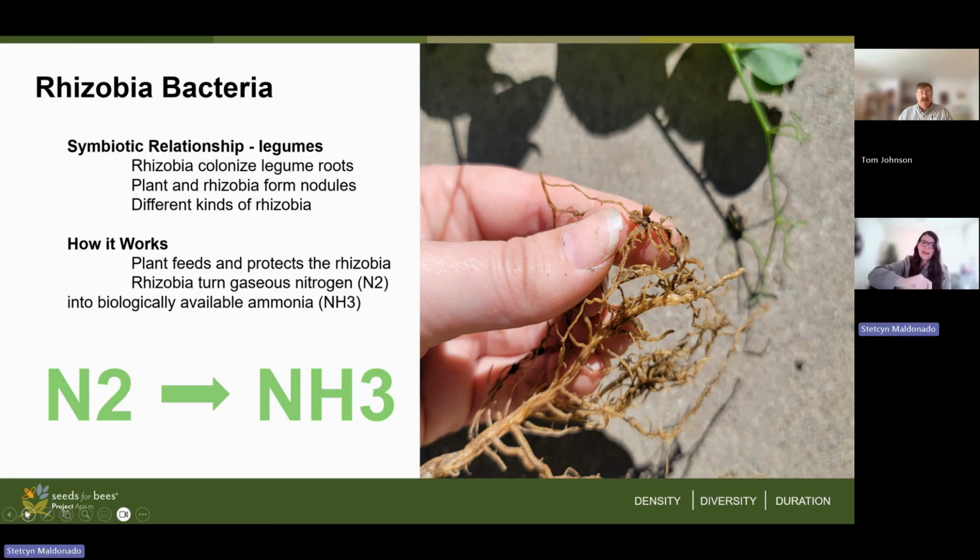The reason this happens is the plants will feed and protect the rhizobia. Being out free in the soil is a little bit of a dangerous place. There are other microbes that would love to eat you. And the rhizobia, in turn, will turn gaseous nitrogen, N2, into the biologically available ammonia, described as NH3. The NH3 is what our legumes are able to use. They can't access that gaseous nitrogen without the help of that bacteria.